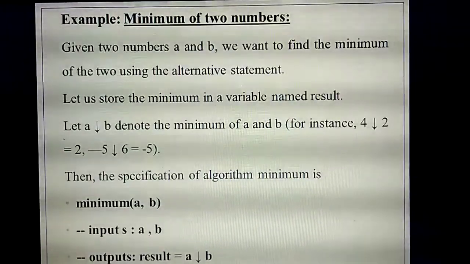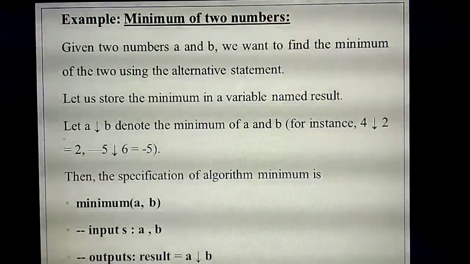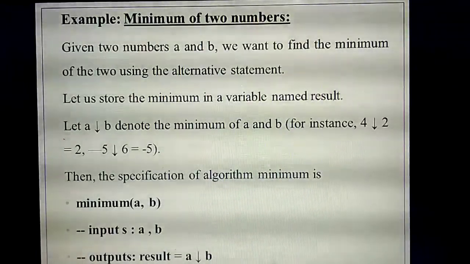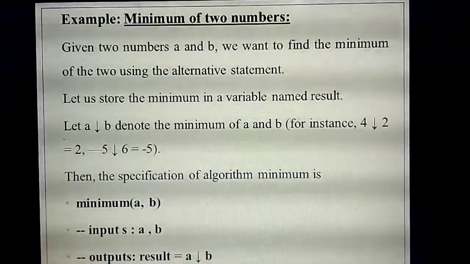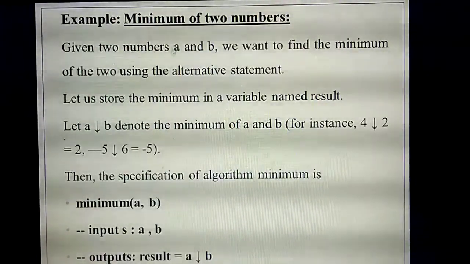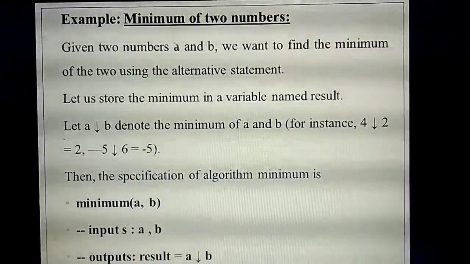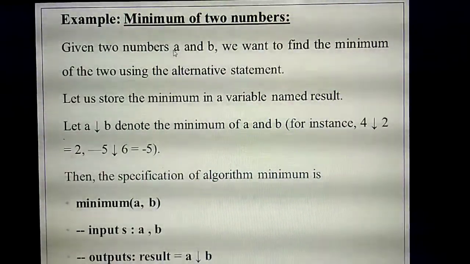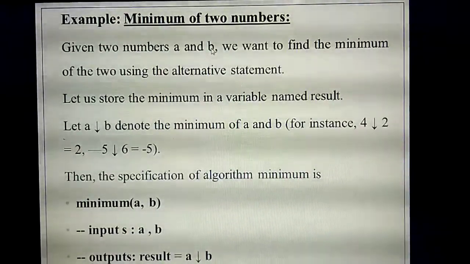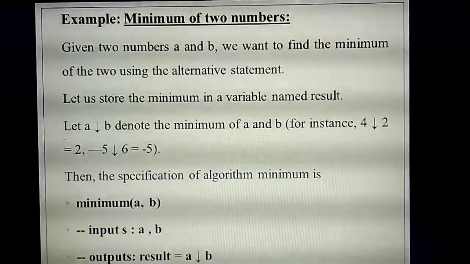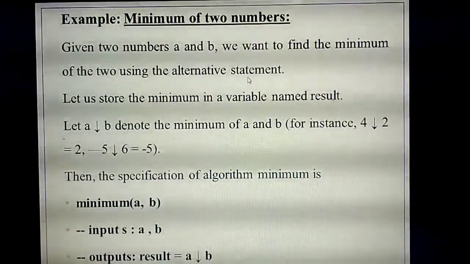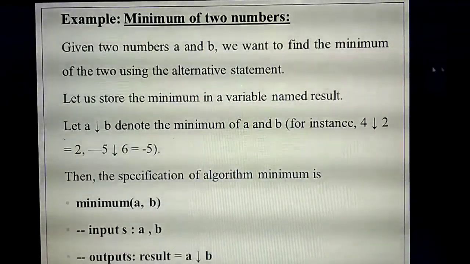Minimum of 2 numbers. So 2 numbers are there. How many variables do you need to take to find the minimum of 2 numbers? 2 variables. The variables they have given are A and B. A represents the value of the first variable, and B represents the value of the second variable. We are going to store the minimum number in a variable called result.